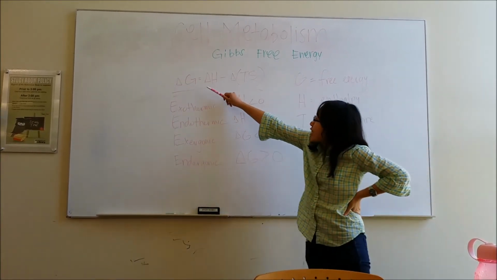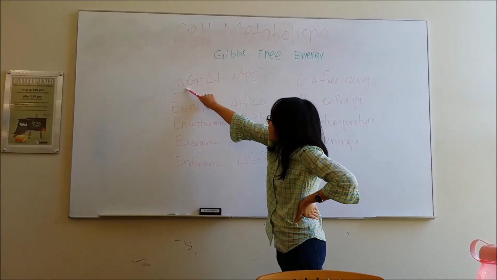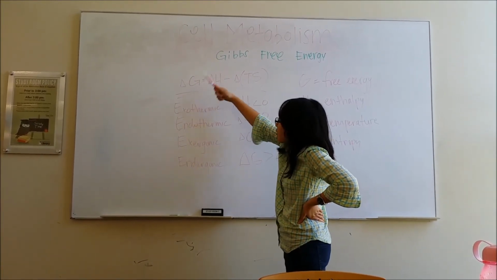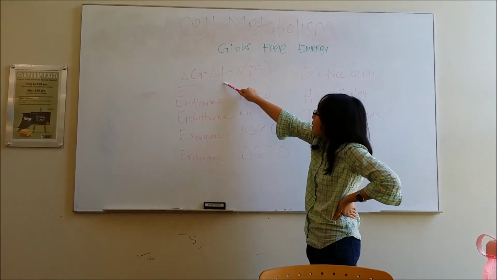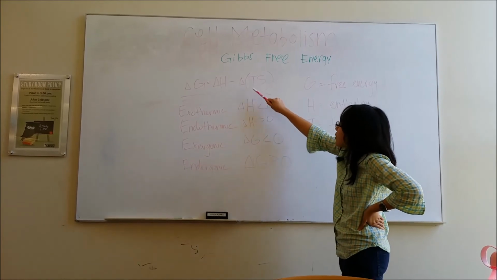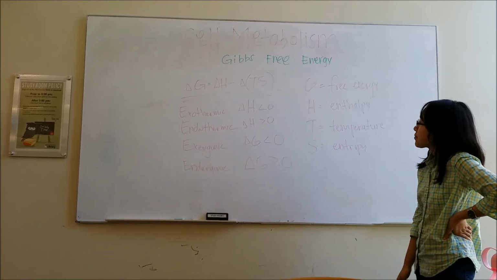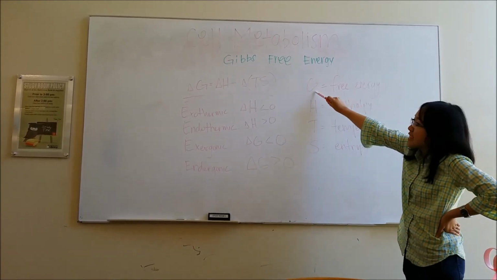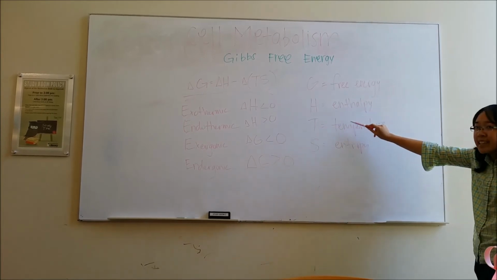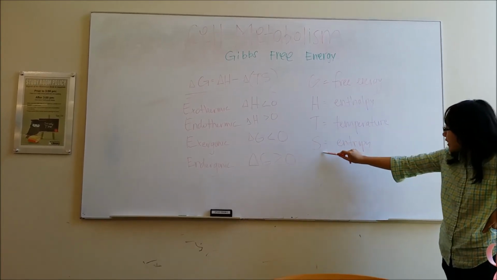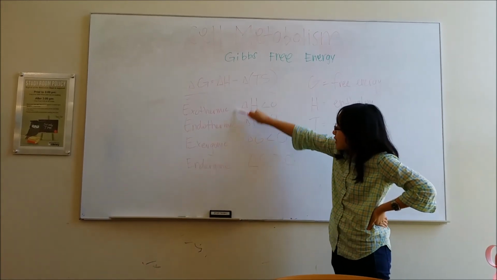So this is the Gibbs free energy equation. So it's basically the change in Gibbs free energy, or free energy, equals the change in enthalpy minus the temperature times the change in entropy. So again, as you can see here, G equals free energy, H equals enthalpy, T equals temperature, and S equals entropy. So basically, you just need to know these four things.